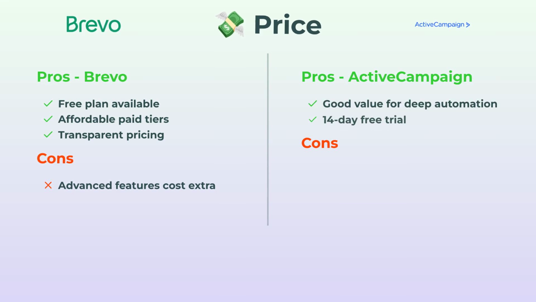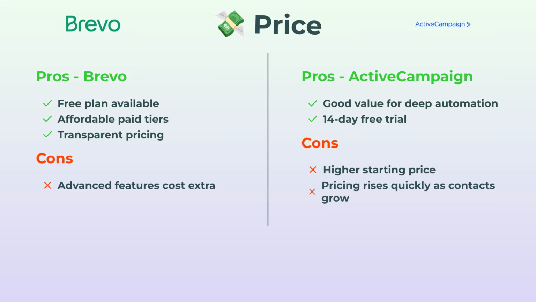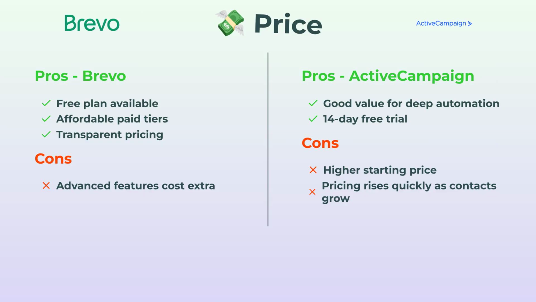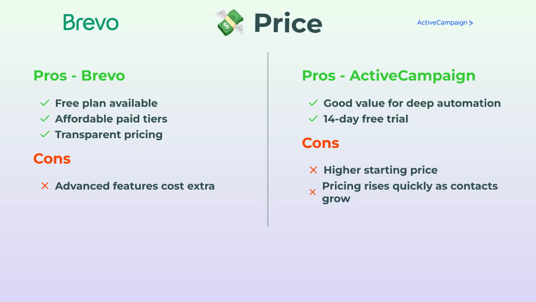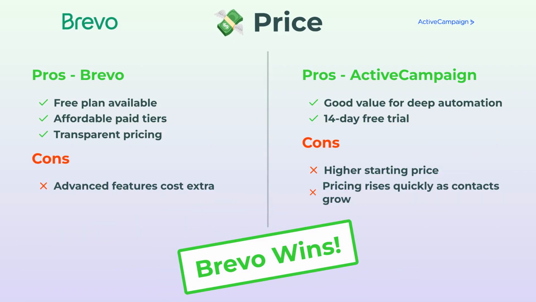Switching over to ActiveCampaign, you get a 14-day free trial, which is nice, and honestly their plans are loaded if you go deep into automation. But their starting price is higher and those costs can shoot up fast if your list grows. So for value, Brevo just makes more sense for most people.